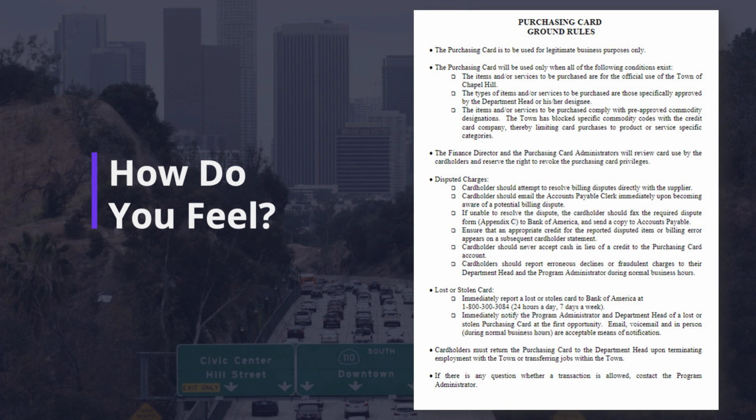It will be used only when all of the following conditions exist. It feels a little hard, a little directive. And then it lists a bunch of conditions and, we will review your use and we reserve the right to revoke the privileges. Again, it's a pretty directive document. So as the user, as the person who's trying to understand what I'm allowed to do with my purchasing card, which is also a jargon term, I'm beginning to feel like maybe they don't trust me. That may not be what you want to have happen when you create a document.